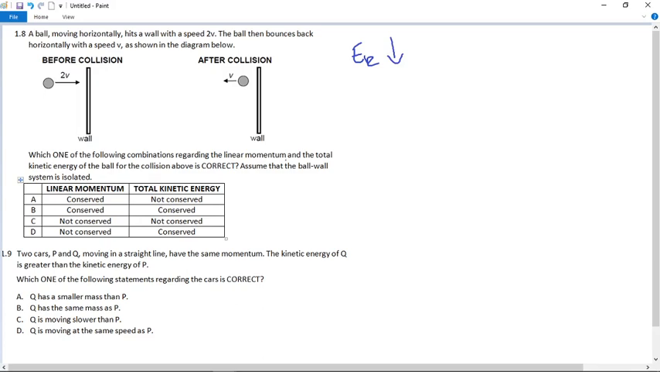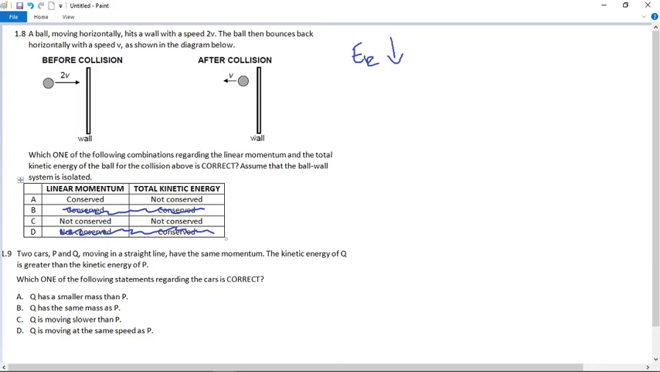So I can see already there's a table about kinetic energy. I am going to cross out anything that says the energy is conserved, because the ball changed velocity, the energy has not been conserved. Now it says, which one of the following combinations regarding the linear momentum and the total kinetic energy of the ball for the collision above is correct? Assume that the ball-wall system is isolated.